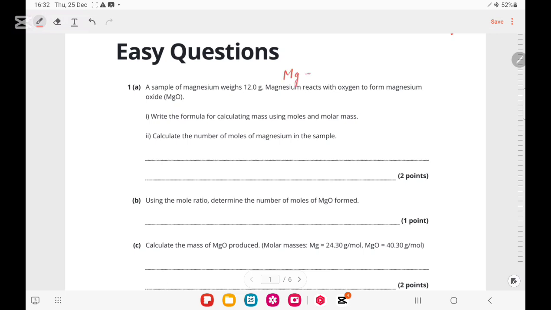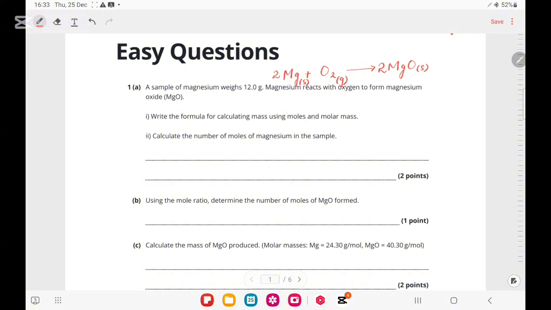When magnesium reacts with O2 in its elemental form, and we know that magnesium is in solid state, oxygen is in gaseous state, and it is going to form magnesium oxide, and it is in solid form. So we need to balance it first. This is 2 Mg, and we have to put 2 here as well. Okay, so now we need to find out.